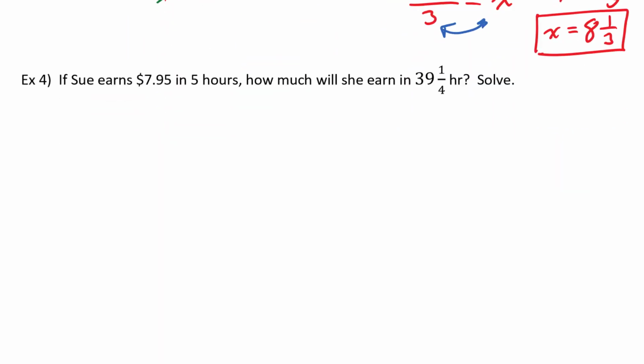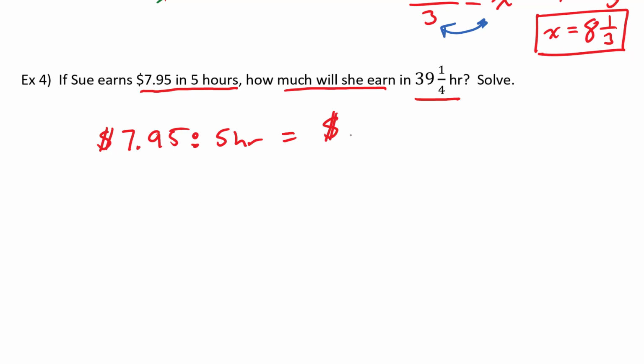So here is more of a word problem. Sue earns $7.95 in 5 hours. How much will she earn in 39.25 hours? Solve. Here we have to build our ratio first. $7.95 is proportional to 5 hours, and that is equal to our unknown, because we don't know how much this person's going to make, and we know they worked for 39.25 hours. That's a criminal wage. Let's adjust this a little bit. Let's say she earned $79.50 in 5 hours. That seems a bit better.